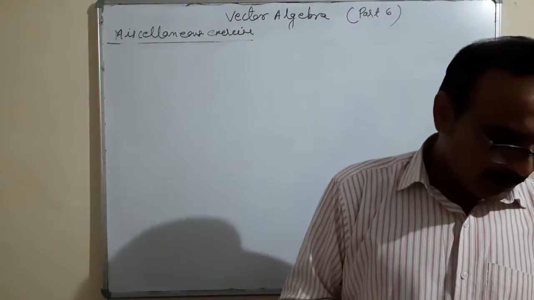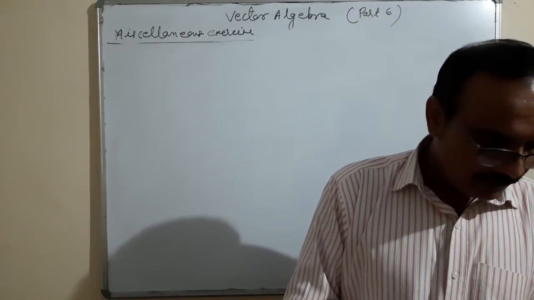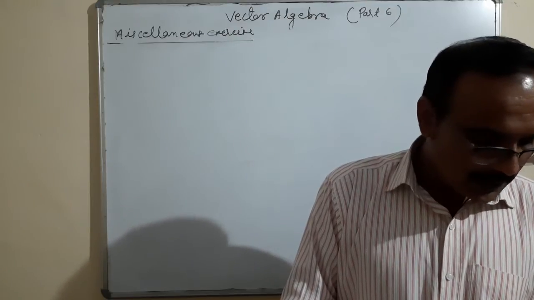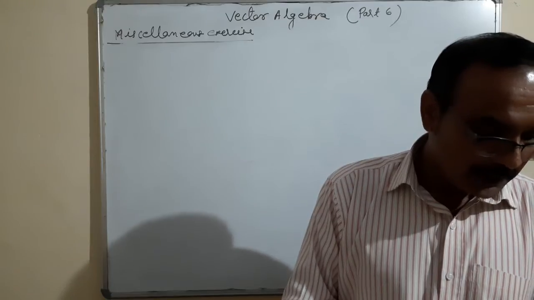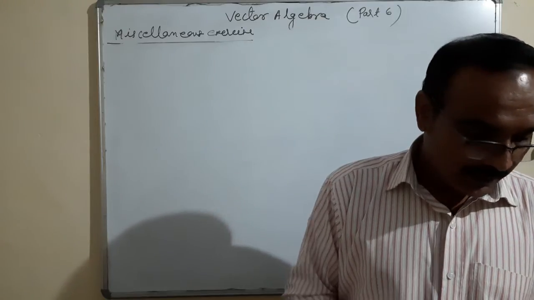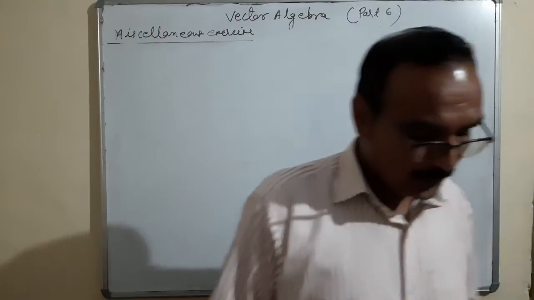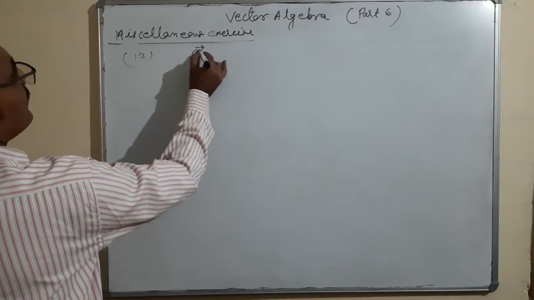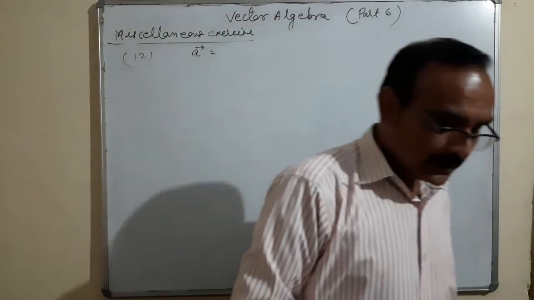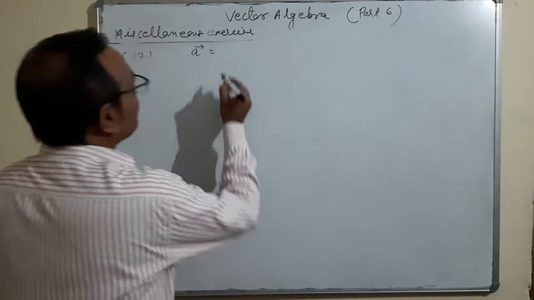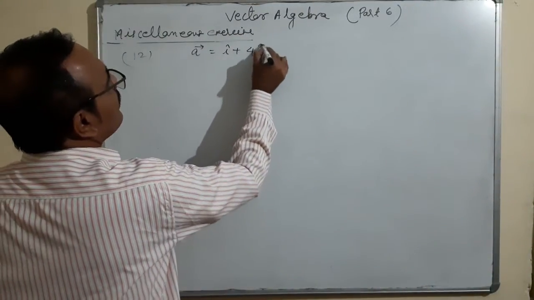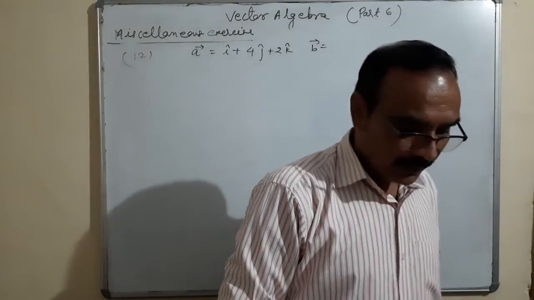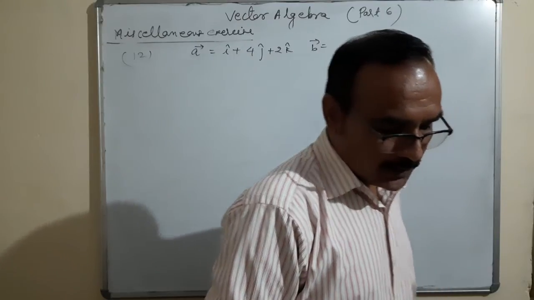Question number 12 I am taking. Three vectors a, b, c are given. Find a vector d which is perpendicular to both a and b, and c dot d is equal to root 15. It is one of the important questions. So 12th question: vector a is equal to i plus 4j plus 2k. Vector b is equal to 3i minus 2j plus 7k.